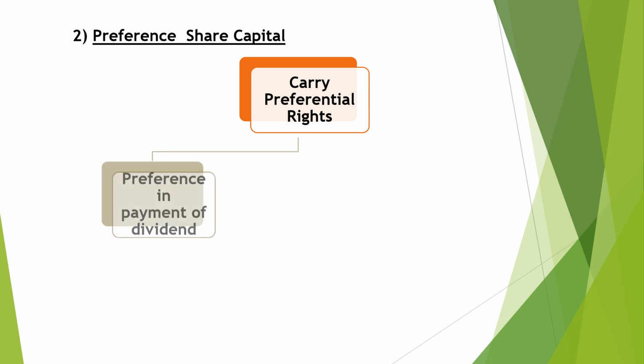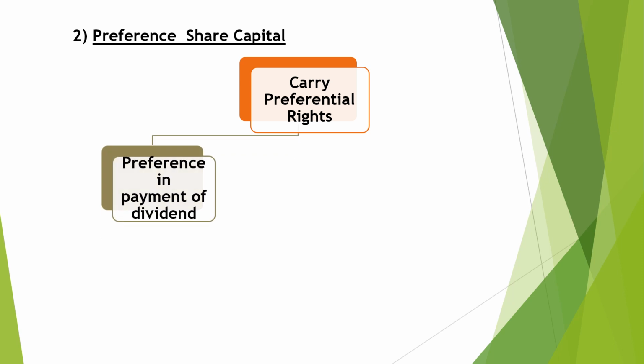The first one among them is preference in payment of dividend. Whenever the company is about to pay the dividend, firstly, the dividend is paid to the preference shareholders, and then if any amount is left over from that, the equity shareholders are paid dividend. Accordingly, they enjoy preference in payment of dividend before any dividend is paid to the equity shareholders.